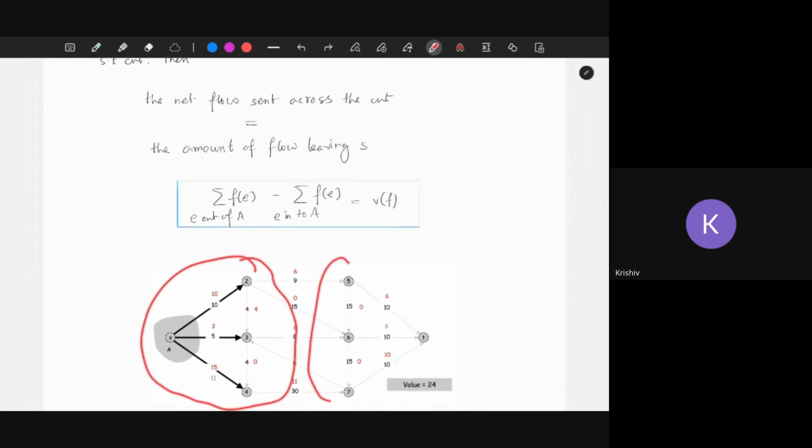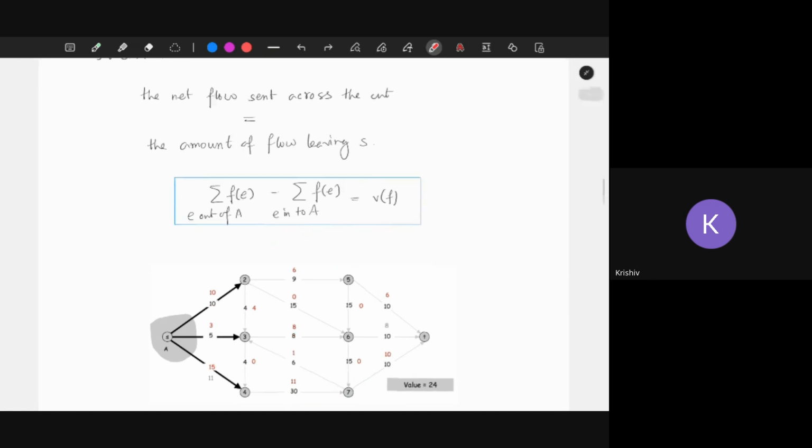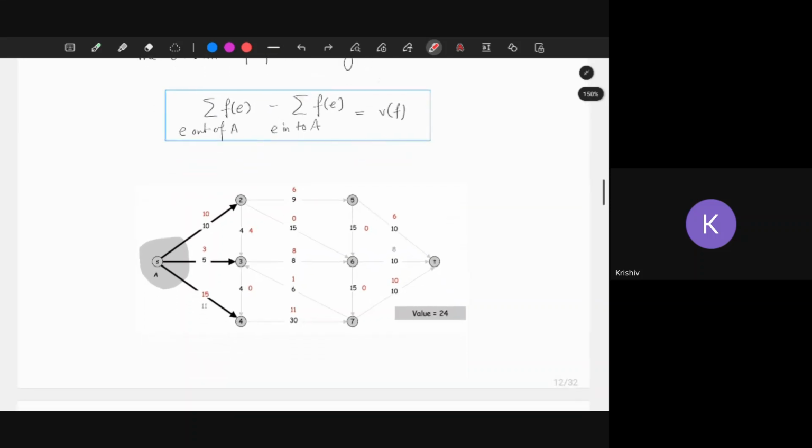So if you take a partition of this network, the amount of flow that you send across this partition is the same as the value. Whatever the amount of flow you send across any partition, take any partition, maybe this, the flow value should be the same. And this remains the flow value actually.